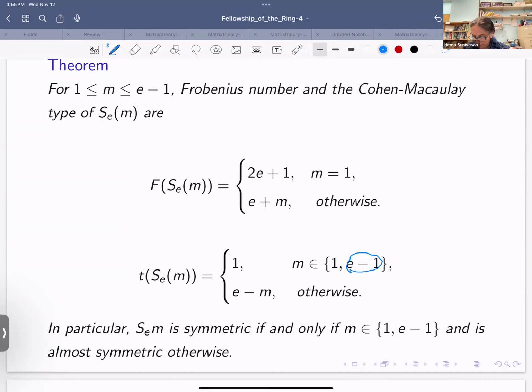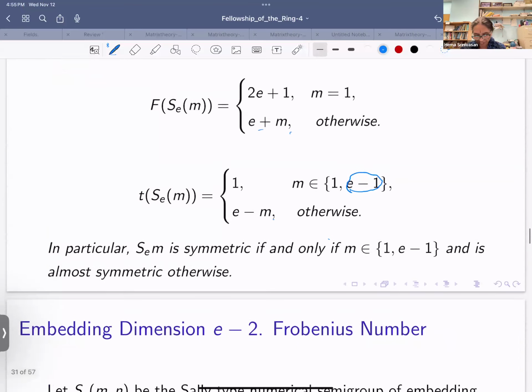S_E(M) is symmetric if and only if M is 1. And if you choose to use E minus 1, we put that in. It turns out it's almost symmetric otherwise, because if I add these, E minus M, and the type to E, then I get 2E, which gives me E as the number of gaps in this particular case. So this is for S_E(M).